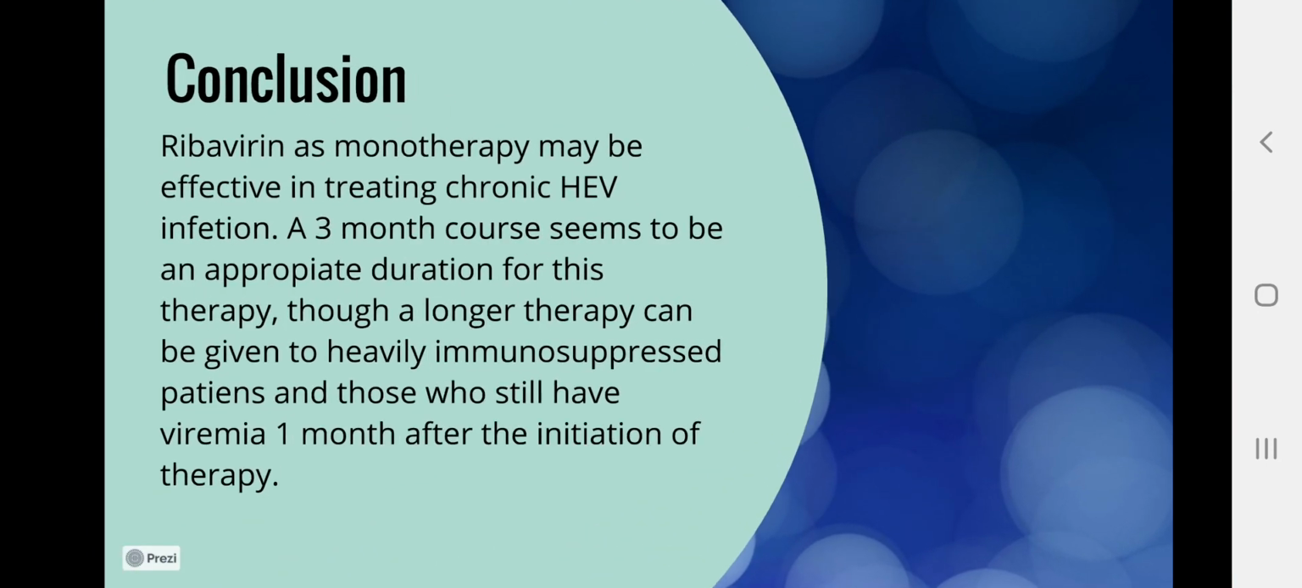Ribavirin as monotherapy may be effective in treating chronic HEV infection. A 3-month course seems to be an appropriate duration for this therapy, but a longer therapy can be given to heavily immunosuppressed patients and those who still have viremia 1 month after the initiation of therapy.